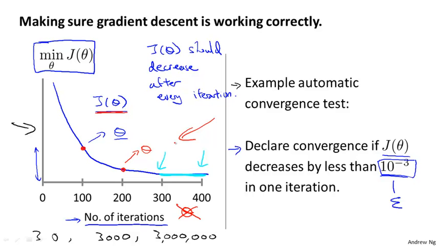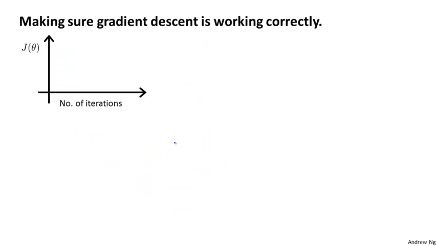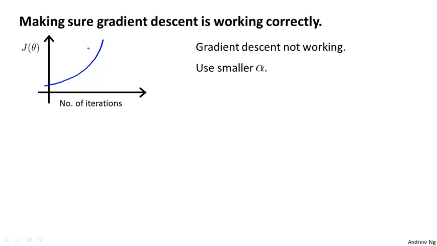Looking at this sort of figure can also give you an advance warning if gradient descent is not working correctly. Concretely, if you plot j of theta as a function of the number of iterations, and you see a figure like this where j of theta is actually increasing, then that gives you a clear sign that gradient descent is not working. And a figure like this usually means that you should be using a smaller learning rate alpha.